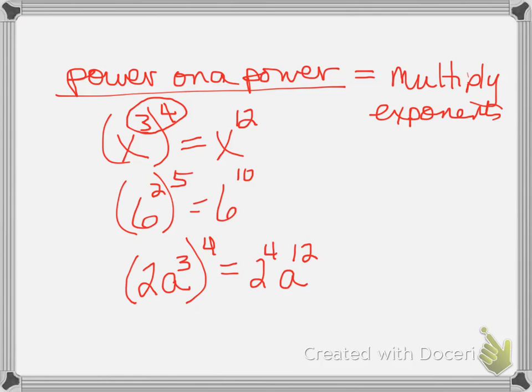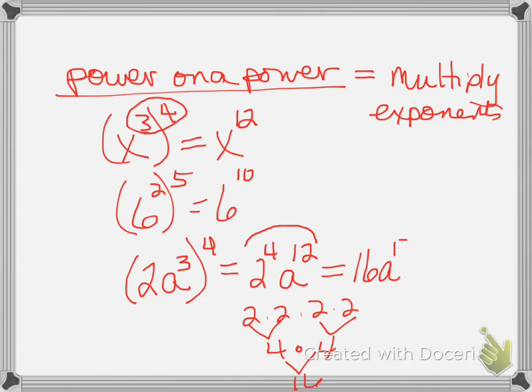Now, I'm going to tell you this. When you have a number with your variable, you got to figure out what 2 to the fourth power is. Does anybody know what that is? 2 times 2 times 2 times 2. So this 2 is 4. This 2 and 2 is 4, and 4 times 4 make it 16. So you'd say 16 a to the 12th.